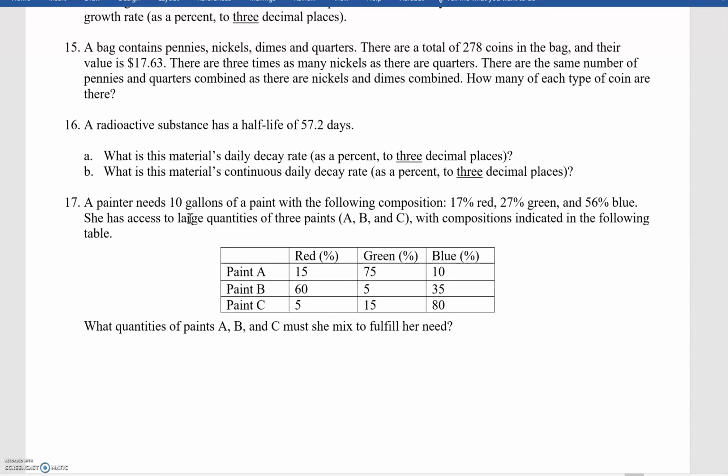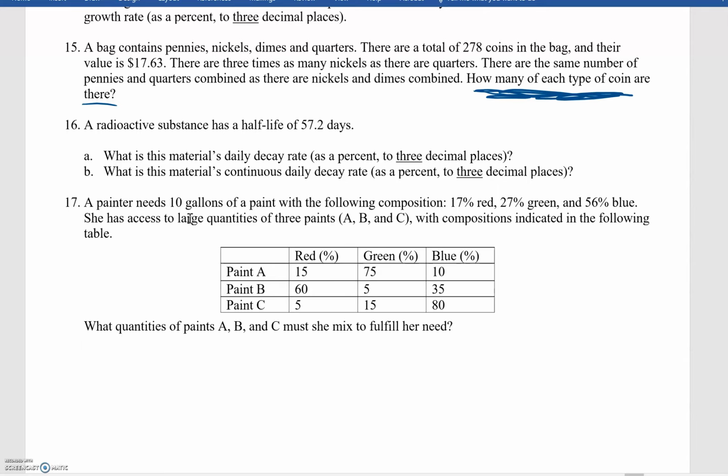So this is obviously a word problem. We're going to need a matrix for this. But first we need to identify the question and the variables. So the question is right here: how many of each type of coin? So that's the thing I'm looking for, is how many dimes, nickels, quarters, and pennies.